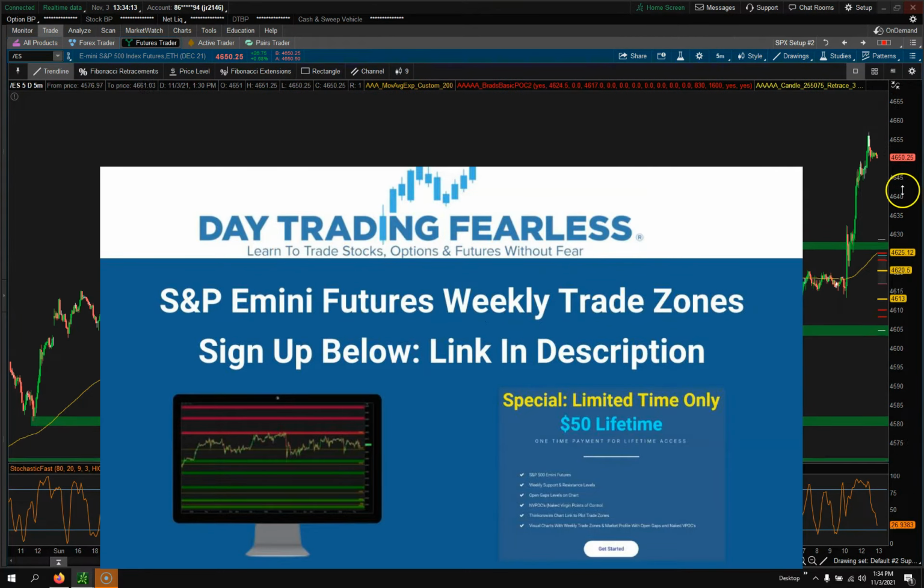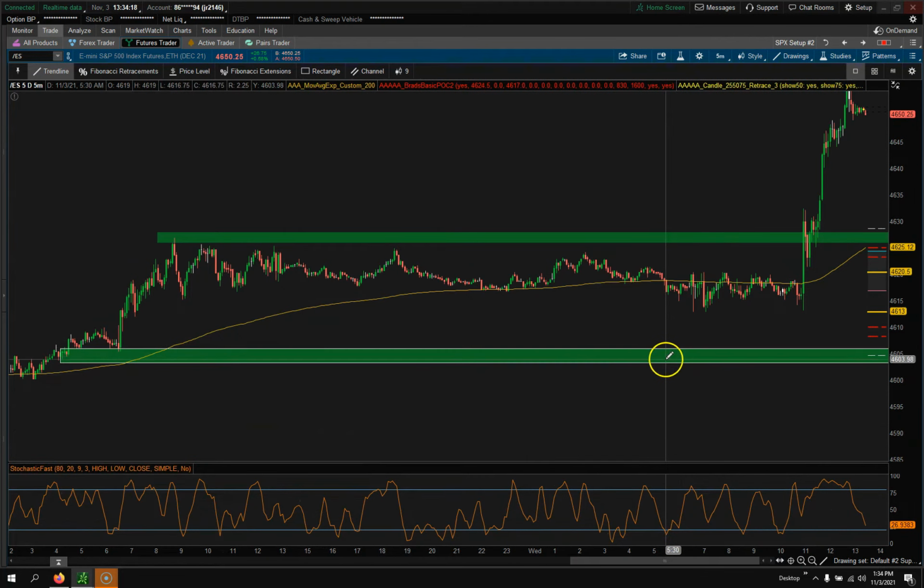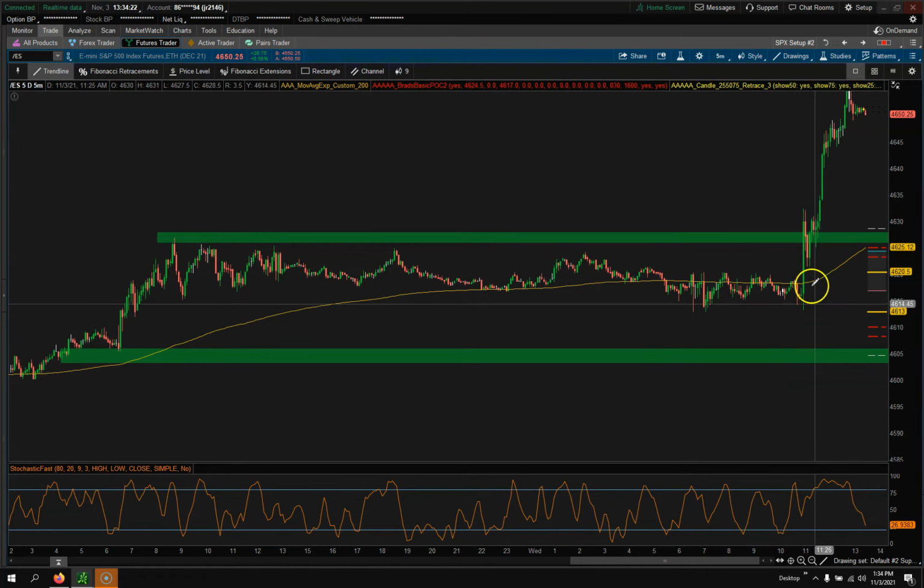Okay, so this is the chart that I want. Whenever I draw trade zones for the S&P futures, if there's news and all of a sudden you see a big spike, be very careful. Don't trade the zones on that initial couple minutes of the spike, because usually they're not going to work. It's just a news event. Nobody knows what's going on.